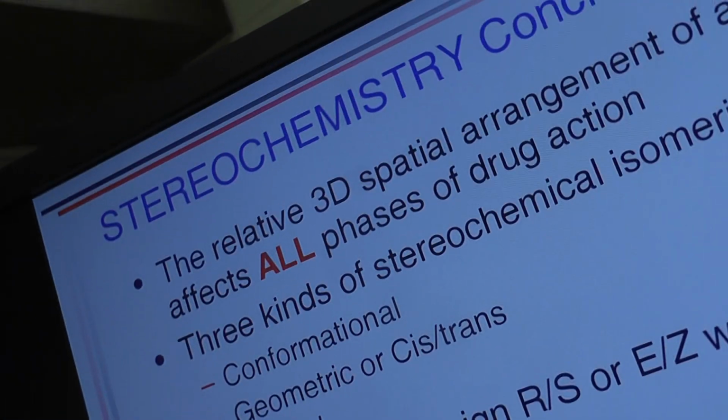Doerksen's Takeout box, Stereochemistry. What did we learn today? We learned that the relative 3D spatial arrangement of atoms affects all phases of drug action. There are three kinds of stereochemical isomerism that we're interested in for drug molecules.